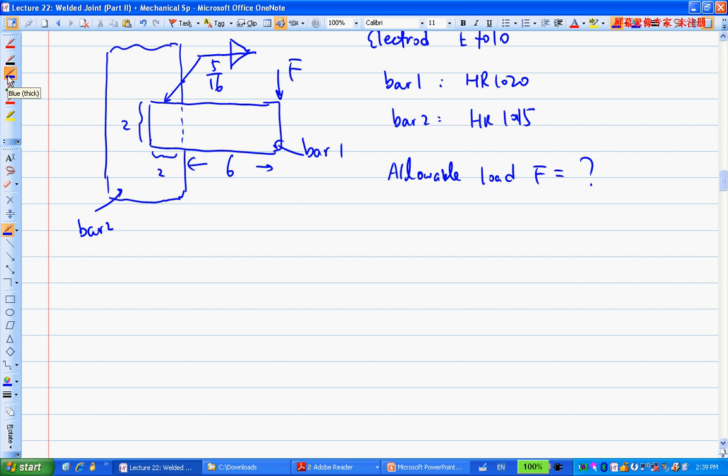Okay. So first, what we need to do is calculate. F we don't know, but we can calculate the stress in terms of F. I think we did a little bit similar one in the previous lecture, where I used a 3 here, right? I used a 3, yeah. So first, let's calculate the stress.